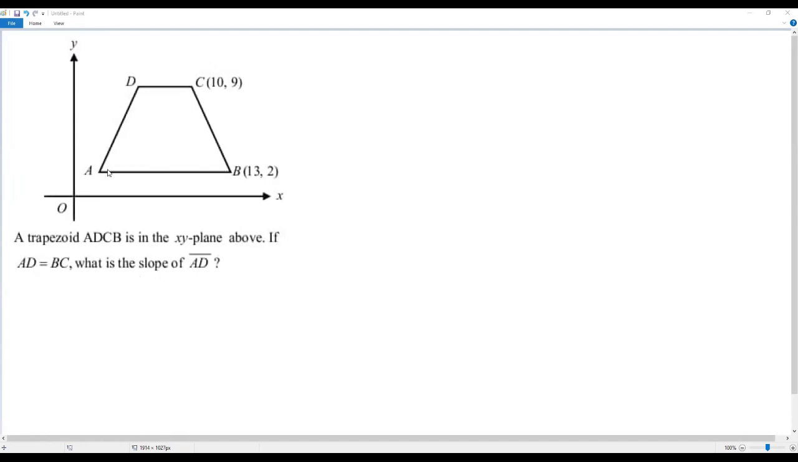Okay, here we have a trapezoid ADCB, and in this trapezoid, we have to get the slope of this line segment AD. Actually, it is an isosceles trapezoid because the length of AD and the length of BC are equal. It is given in the question itself. In a trapezoid, always one pair of sides will be parallel. So in this trapezoid, clearly the side CD and the side AB are parallel.